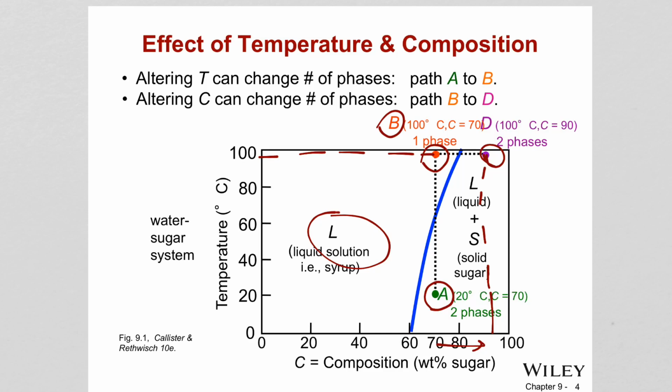So as you can see, what does this tell us? Depending on the temperature and depending on the composition, different phases will be in thermodynamic equilibrium. So different phases will exist in your system, depending on what your composition is and what your temperature is.